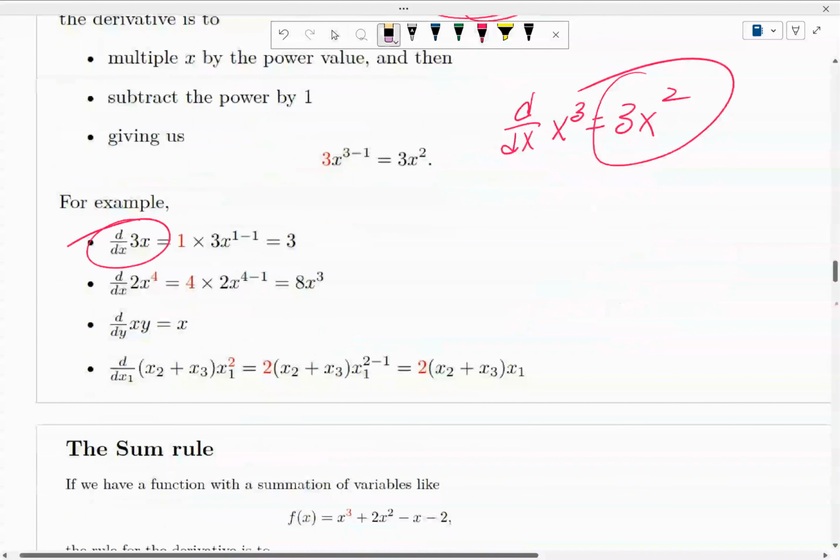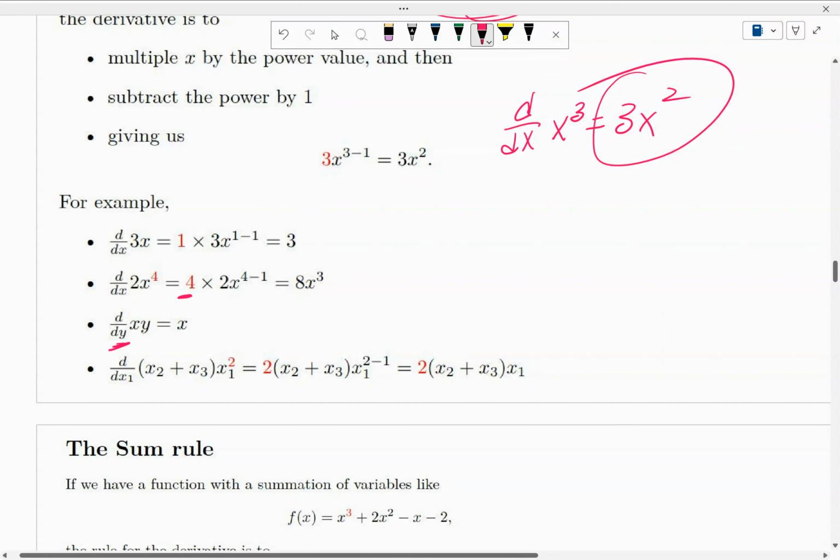This x itself is really power of 1. Therefore, you move 1 down, and then 1 minus 1 is 0, yielding us a 3. Like x to the 0 is just equal to 1, right? So that's how we get a 3. Here's another example. We move 4 down, like I said, and then you subtract this by 1, giving us this.